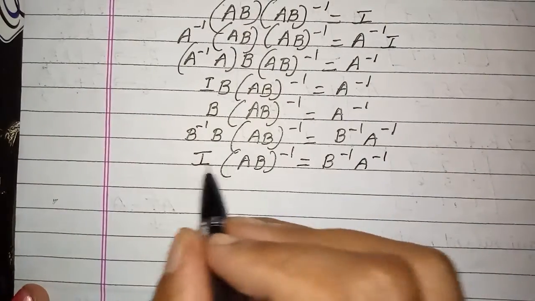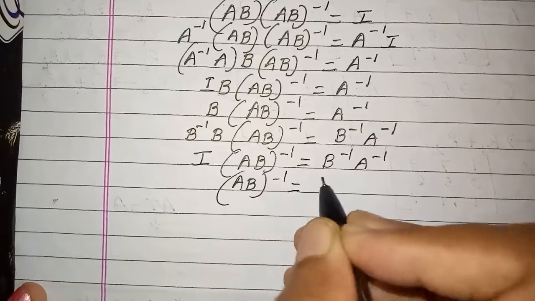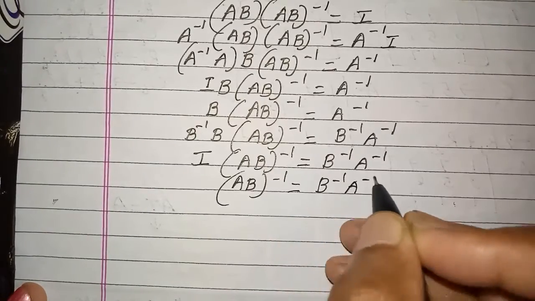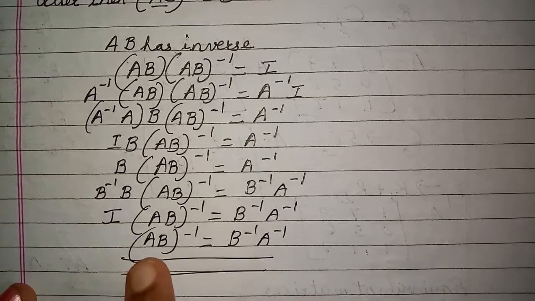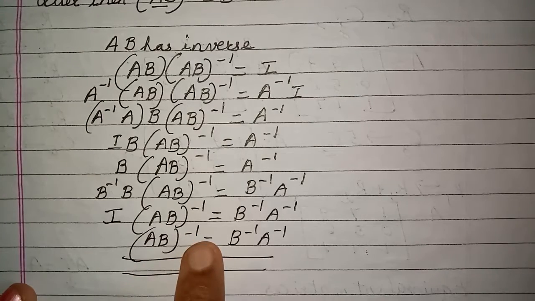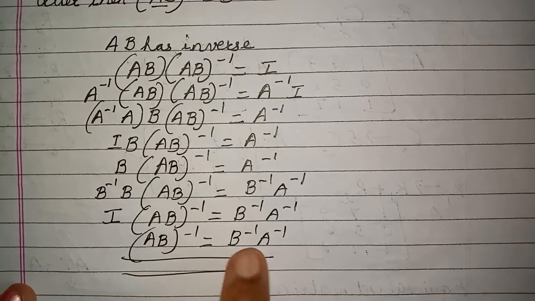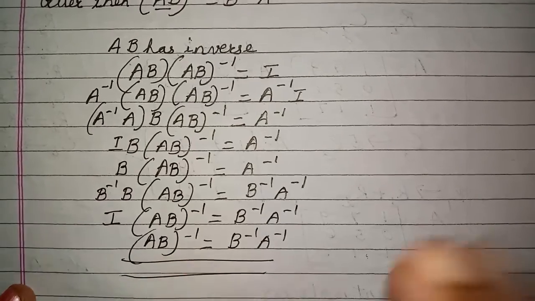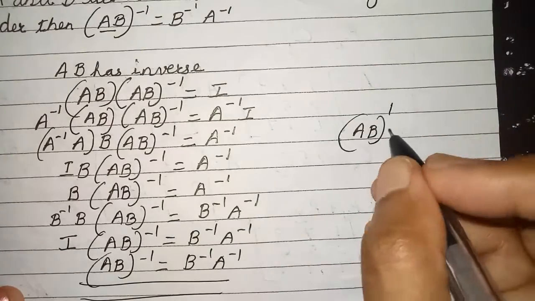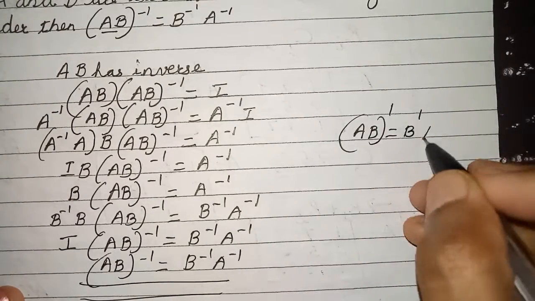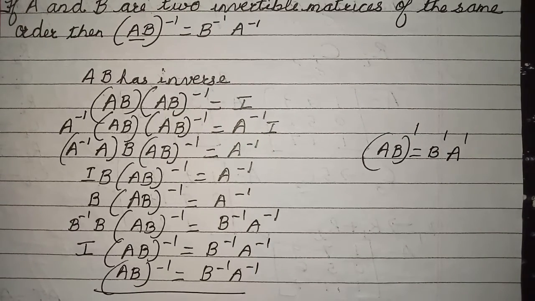But you have learned that AB has an inverse, so AB inverse is equal to B inverse, A inverse. Have you understood? So this is the formula: if you want to find the inverse of AB, then you multiply B inverse and A inverse, and that is your answer. If you remember, we did the same thing for AB transpose, which was B transpose, A transpose. Like this you relate things and study, children.